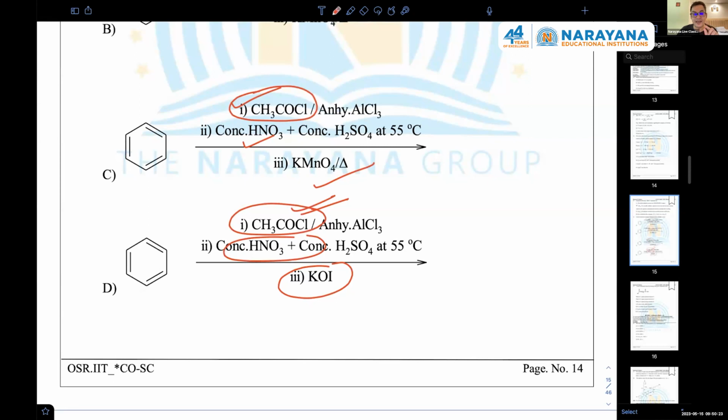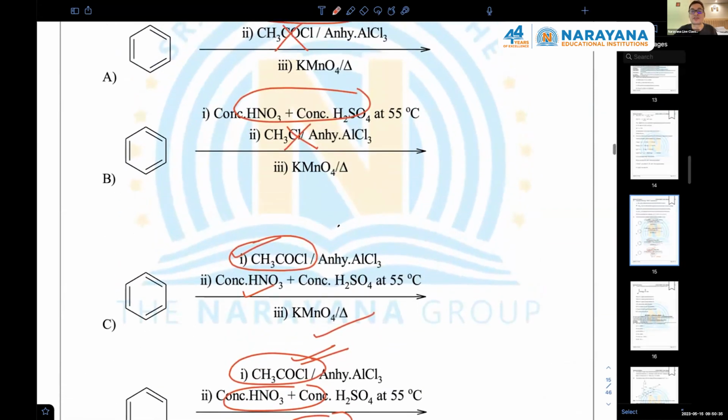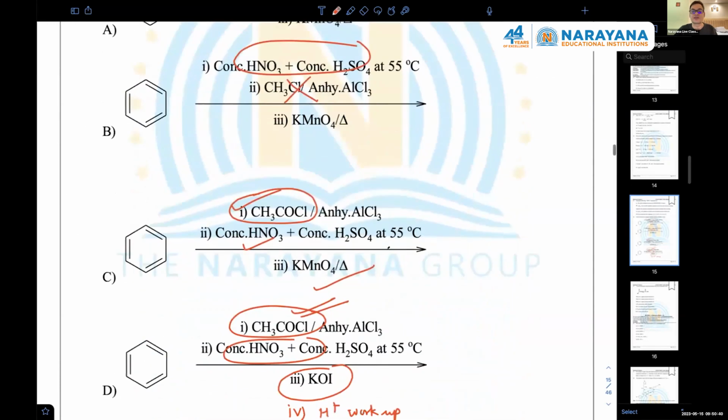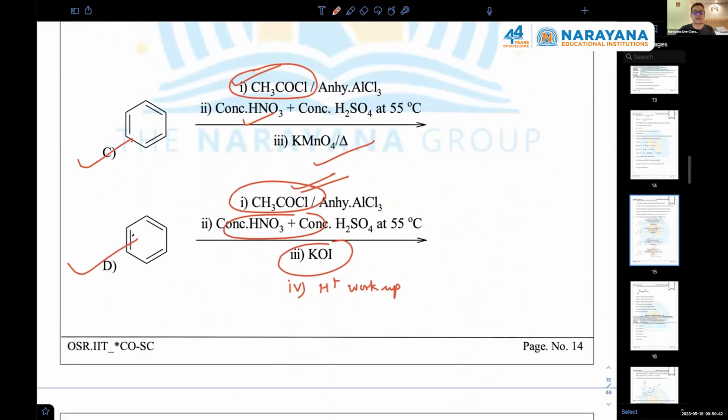But in this case, they have made one small mistake, that is okay. They should simply mention the H plus workup condition here. Otherwise, that will be the salt of COO minus. But they have given the salt, so then it is okay. C and D both are the answer. Should I discuss this question, C and D?